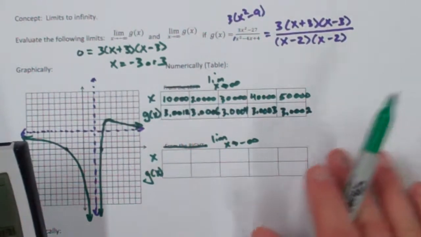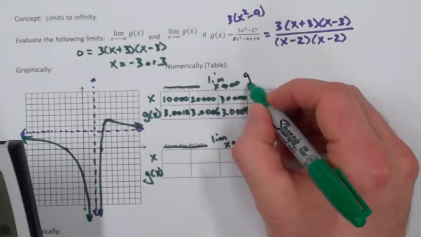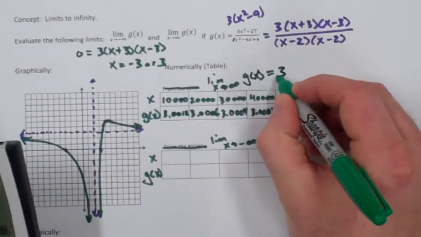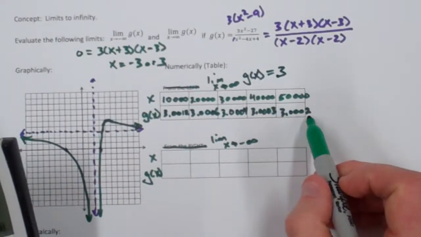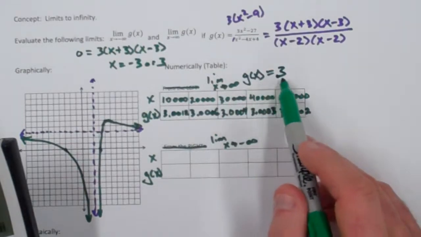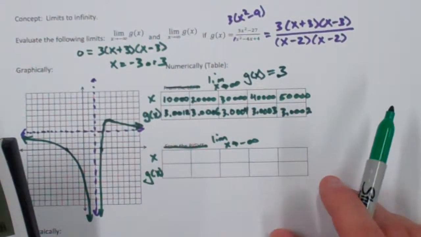And remember, for a limit, we want to list just 3. So we could say that the limit as x approaches infinity of g of x is 3. No, it will never get there, but for a limit, we don't care. We just care about what the value is approaching, and it is approaching a value of 3. We can see that also over here on the graph.